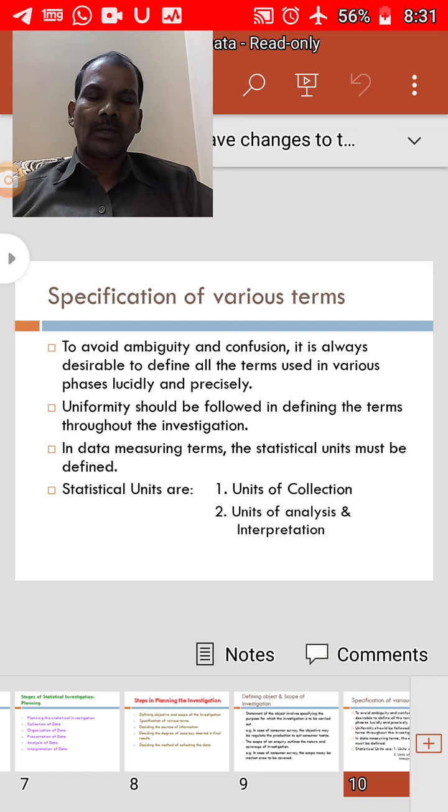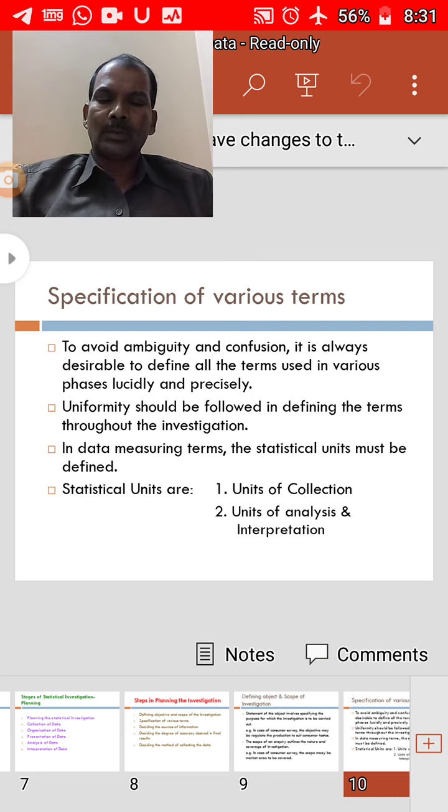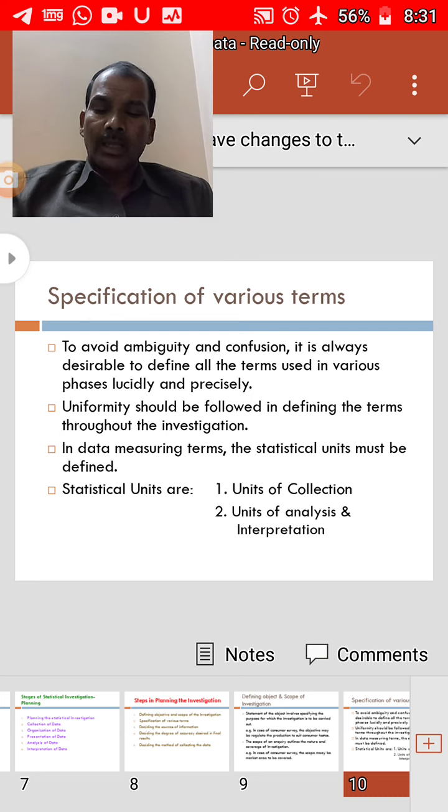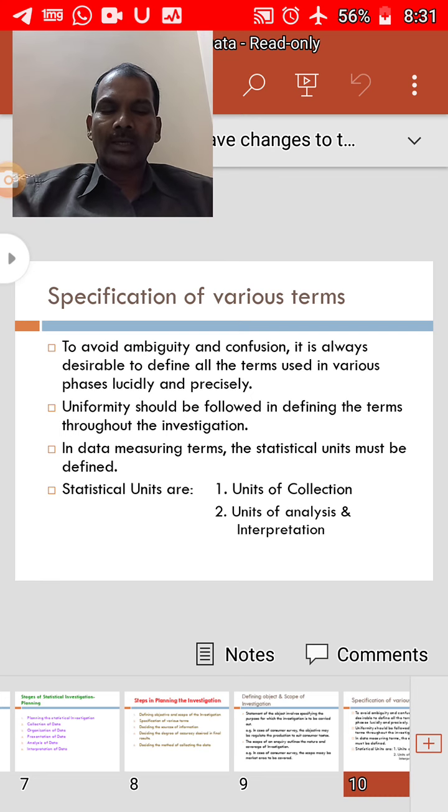throughout the investigation. For example, an investigation regarding wages of the workers should clearly spell out the term worker at one phase of the survey. If worker includes casual labor, and in the subsequent stage casual labor is excluded, uniformity is not ensured. This type of inconsistency will not serve the purpose of investigation. The investigator should also define the statistical unit in terms of which data is to be counted or measured.